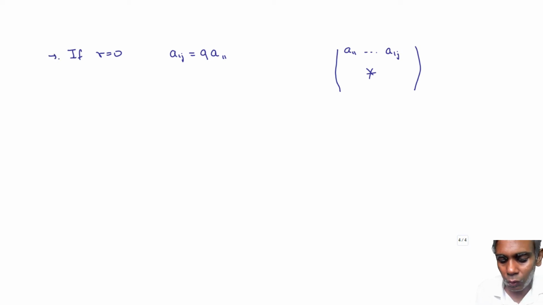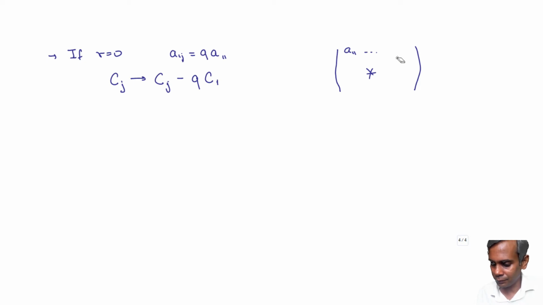So if R equals 0, what you do is you perform the column operation Cj goes to Cj minus QC1. So what will happen is that we will take this entry and subtract Q times A11 from it, and so this will now become 0. And so we will get A1j becomes 0.